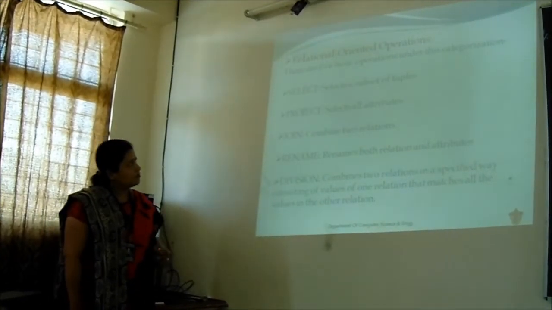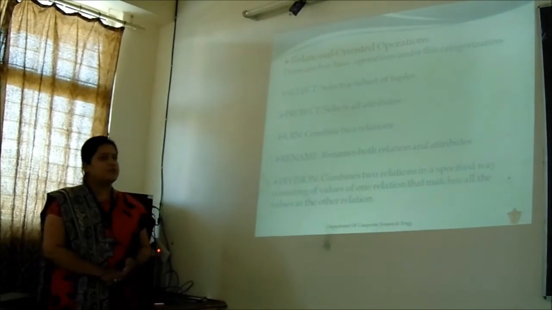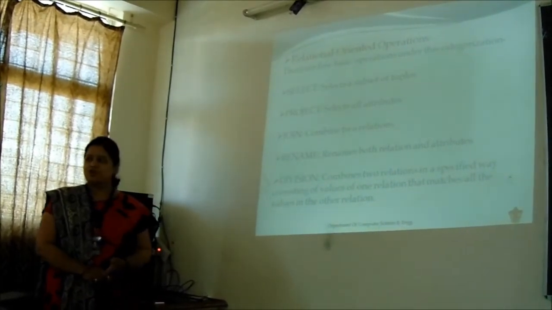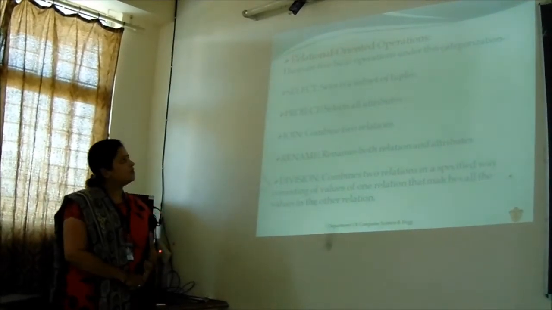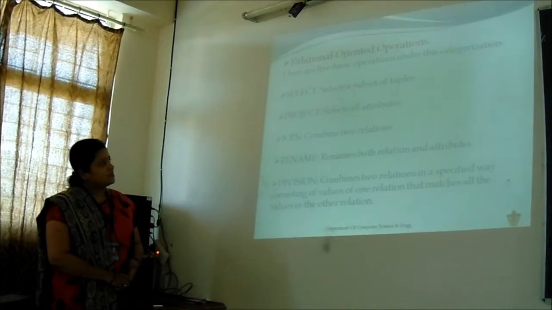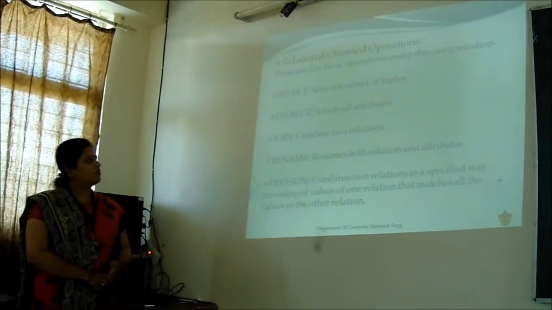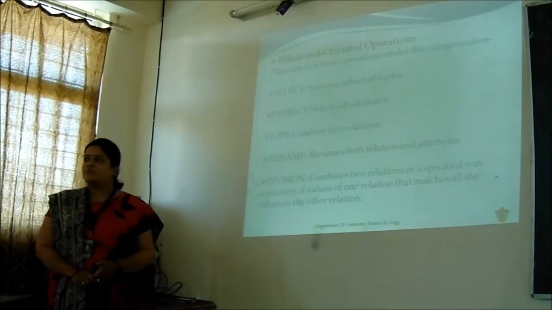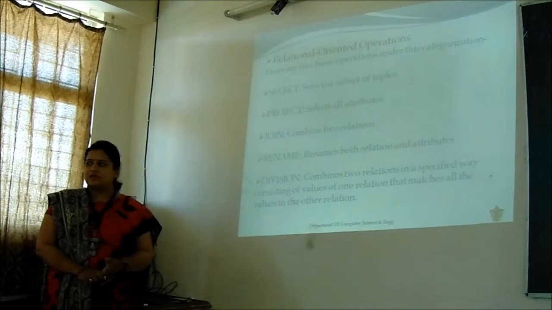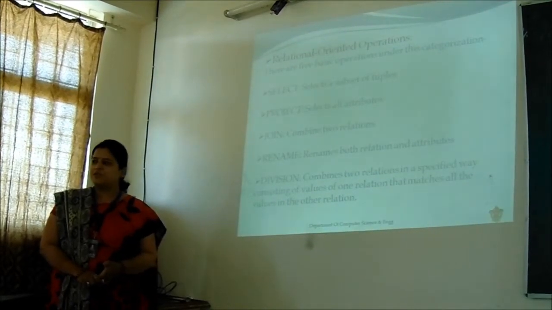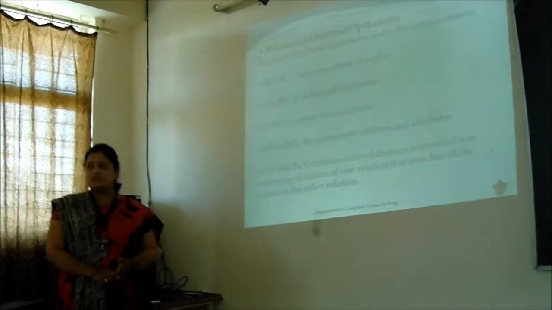These are relation-oriented operations. There are basically five different types: select, project, Cartesian product, join, and division. Starting with select, the select operation selects a subset of tuples from the relation. Tuples here means the rows in the database. Second is the project. It selects attributes, and attributes specify the columns. Third is the join. It combines two relations.